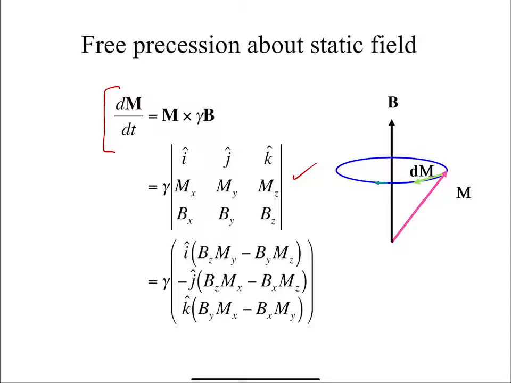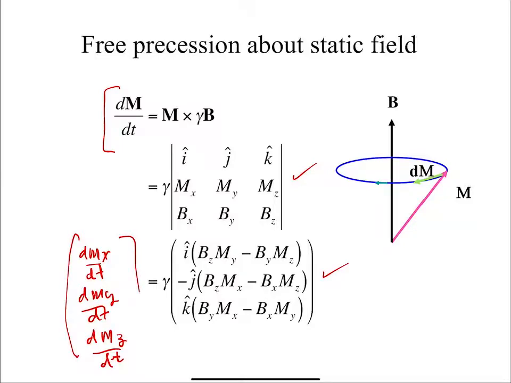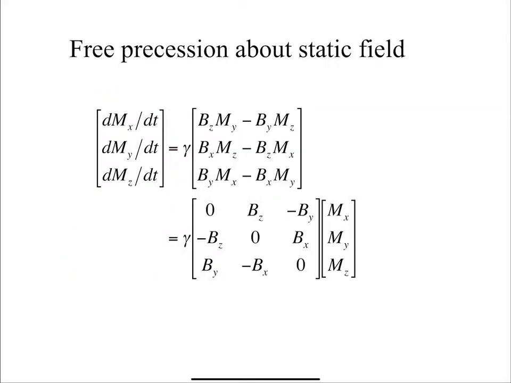And then you evaluate the determinant and you get this expression here. Okay, so we're not going to go through that, but that's just what the expression is. So on the left-hand side, you'd have dmx/dt, dmy/dt, dmz/dt, and this would be your vector. So you have a vector on the left-hand side and it's equal to some expression on the right-hand side. So the next step is just to rewrite that as a matrix product.